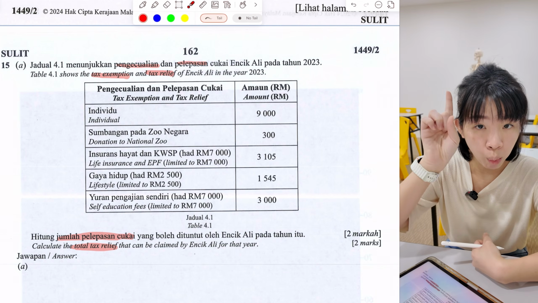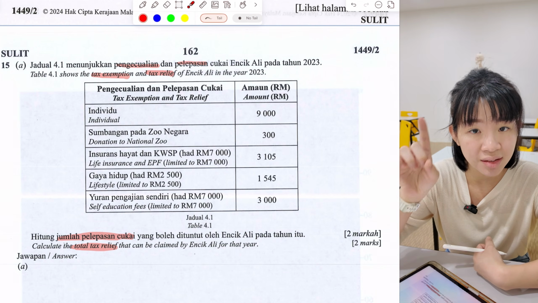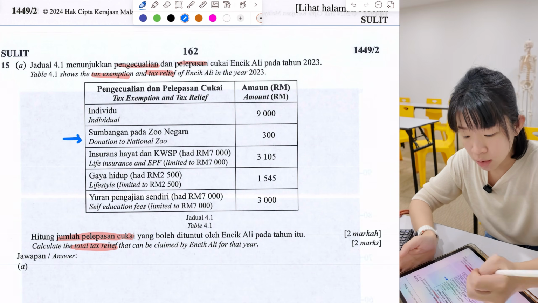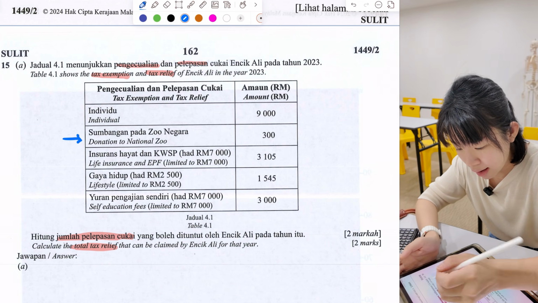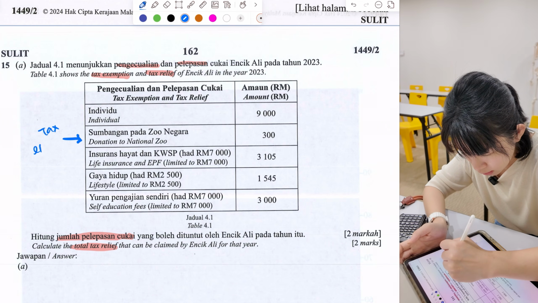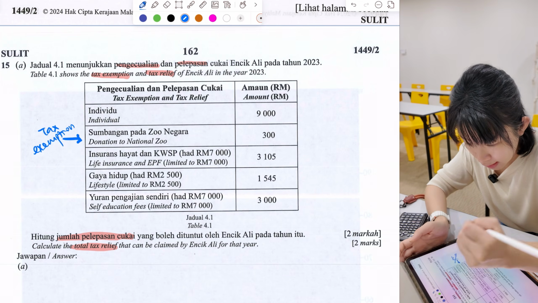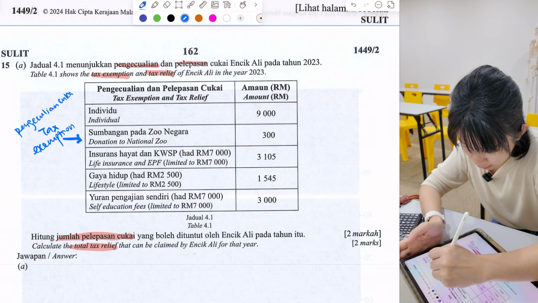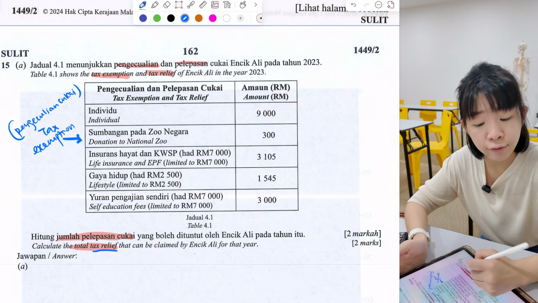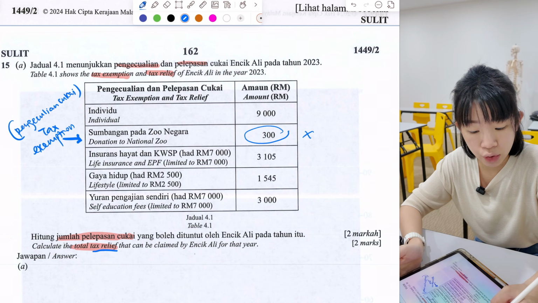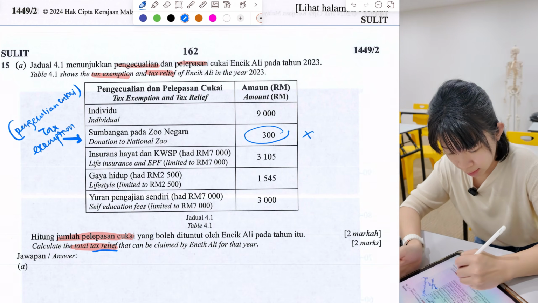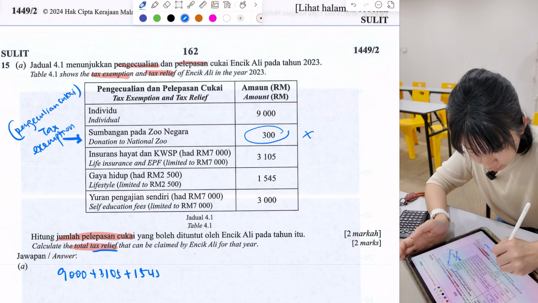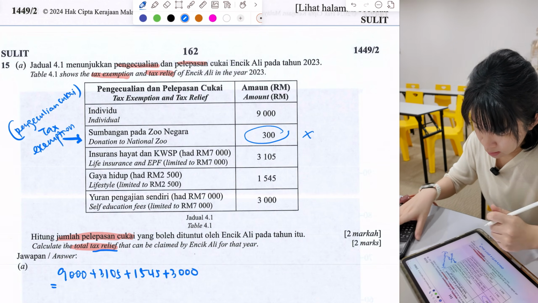Here there is only one that is tax exemption. Which one? Tax exemption is donation, sumbangan. So this is under tax exemption, under pengecualian cukai. Which means if they want tax relief, this is not included. So you add everything up except this 300. So 9,000, 3,105, 1,545, and 3,000.